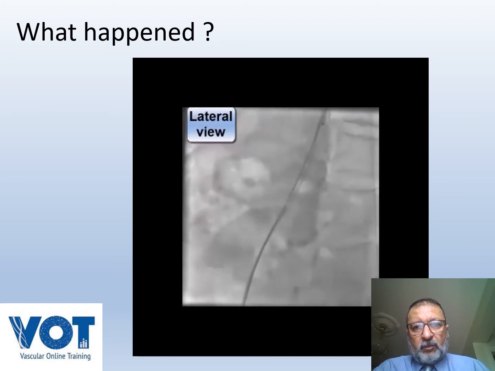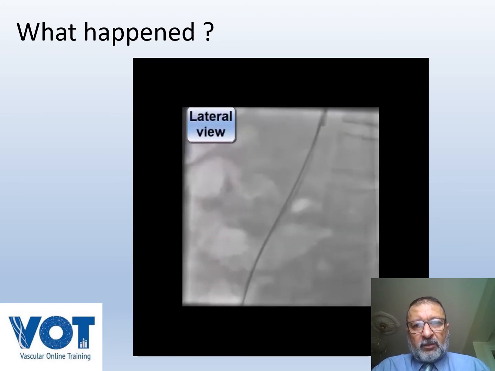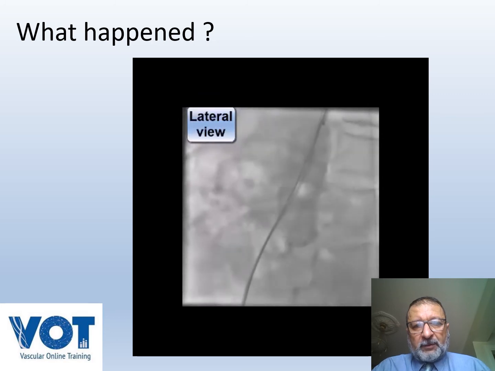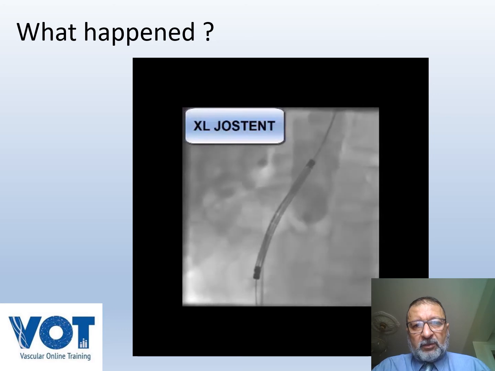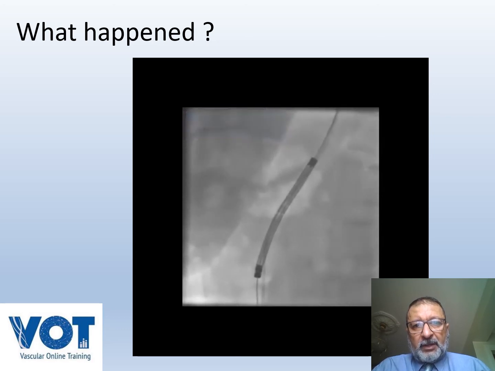Now, before we put the EVAR, we thought about putting a self-expandable stent in this difficult aortic neck. We used a Jaw stent XL, and this is the stent being deployed in order to lower the angulation of the neck to make it much easier for the EVAR device to be deployed.